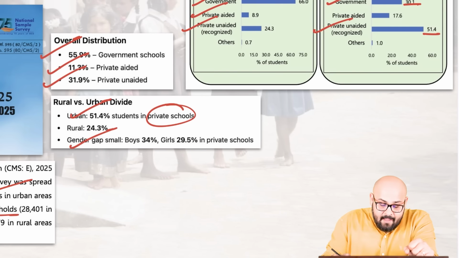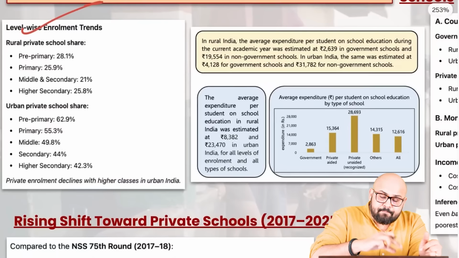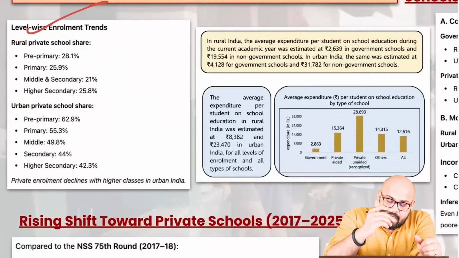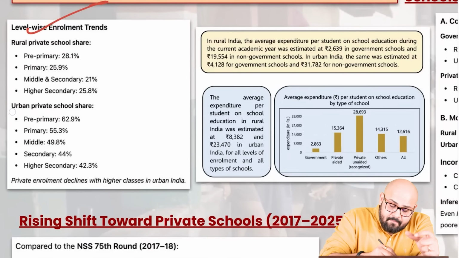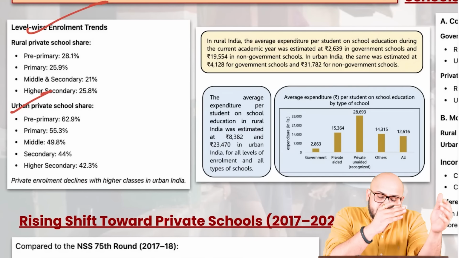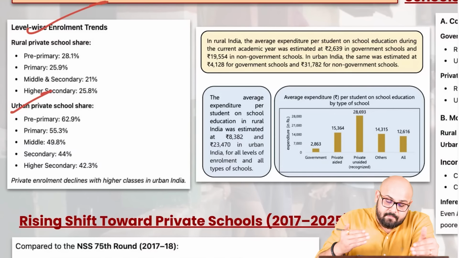Level-wise enrollment trends. Now when we talk about the rural private school share, we can basically break the school education into different compartments. We have the pre-primary, then the primary, the middle, secondary and senior secondary. Now, if you look at the rural areas, what is the share of private schools? You will see that it is 28% at the pre-primary, and then it is 25%, then it's 21%, and at higher secondary, it's 25%.